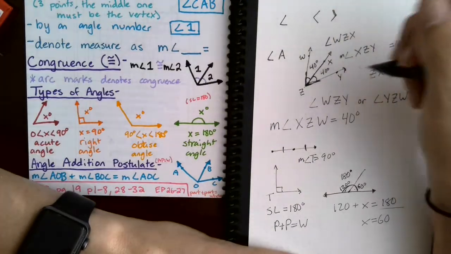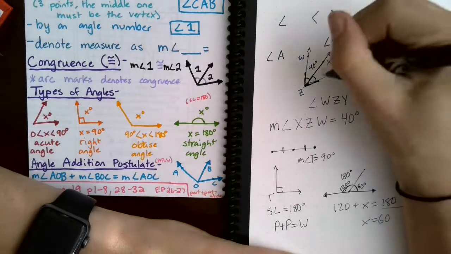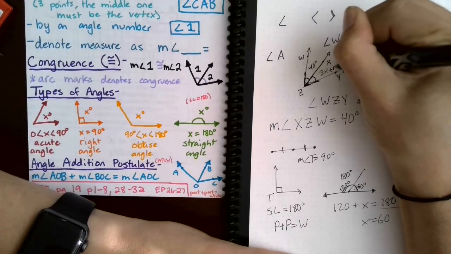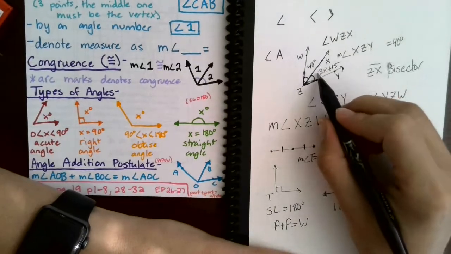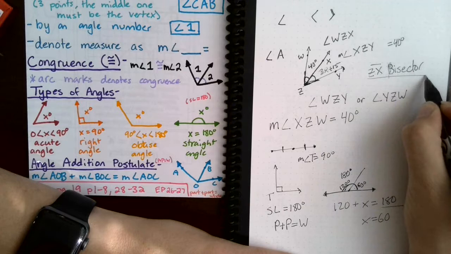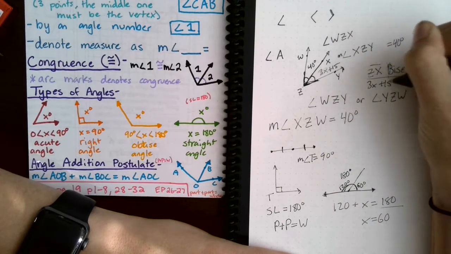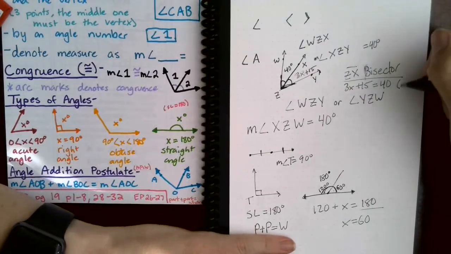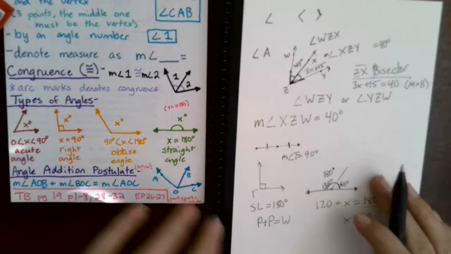So if this was a more complicated problem, like if we didn't know that this was 40 degrees, but we knew it was 3x plus 15, okay, we could go about solving this problem because it's a bisector. We could set up an equation. 3x plus 15 equals 40 degrees because midpoint and bisector. So that would be something we would have to do here.